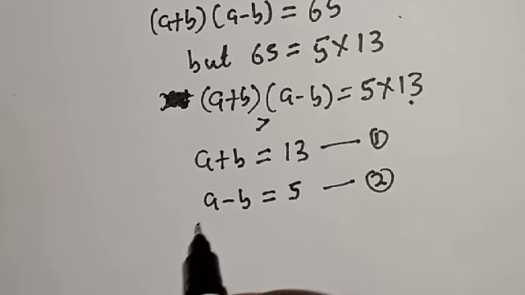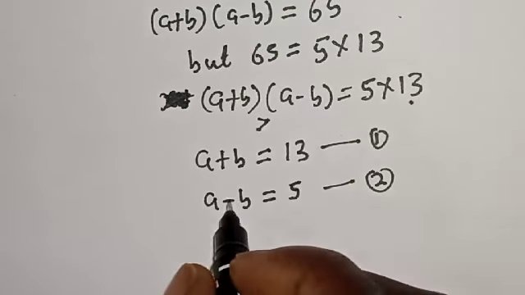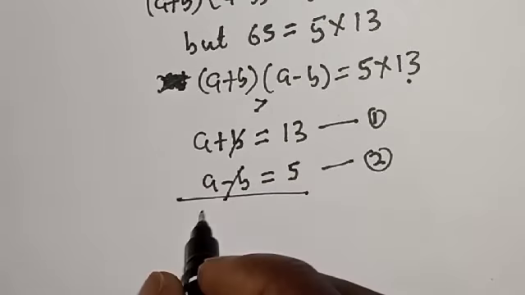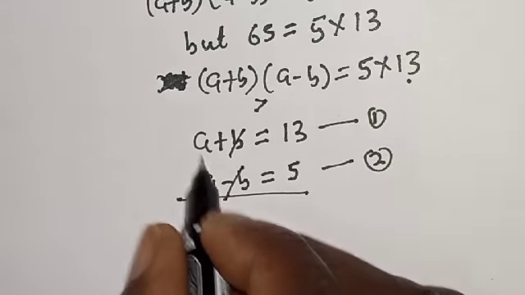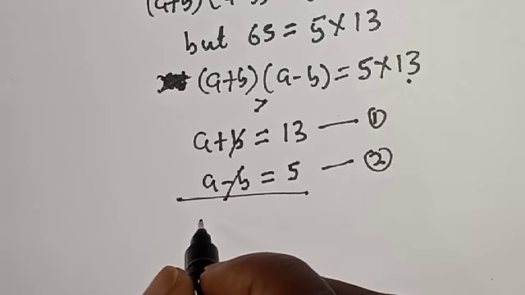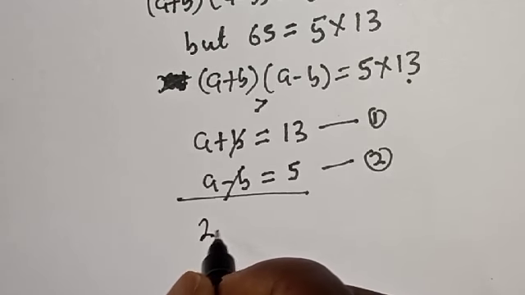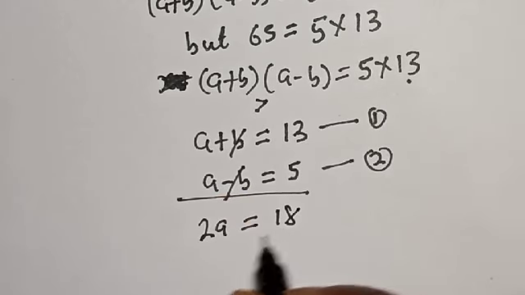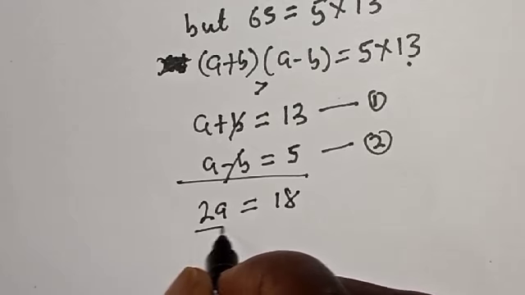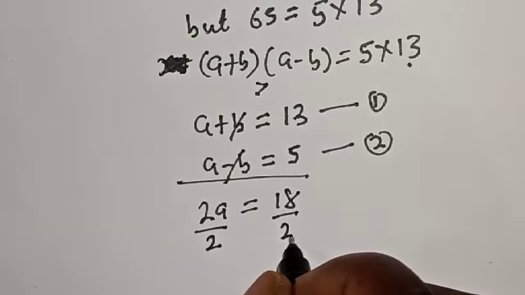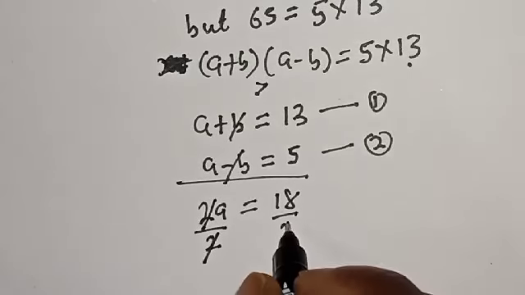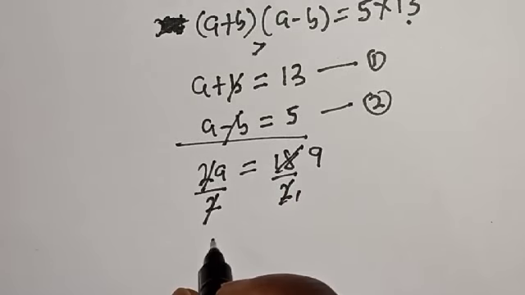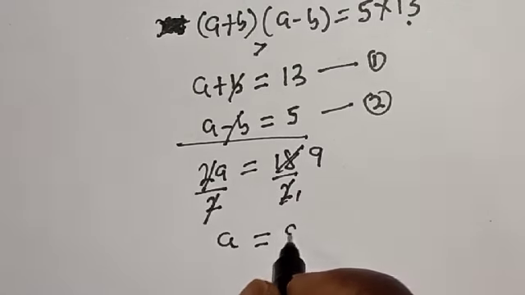So let's add equation 1 and 2 together. If you add equation 1 and 2 together, this one will cancel this. Then a plus a, this is 2a is equal to 13 plus 5, 18. Let's divide both sides by 2. This one will cancel this. 2 here, 1. 2 here, 9. Therefore, a is equal to 9.